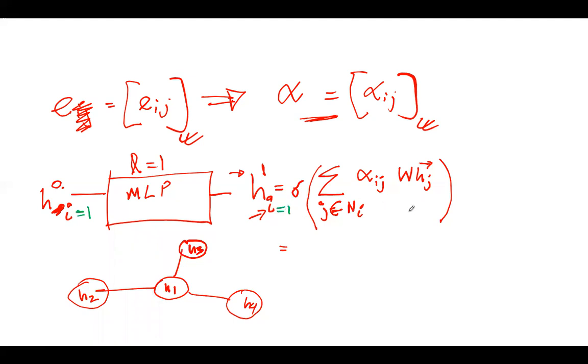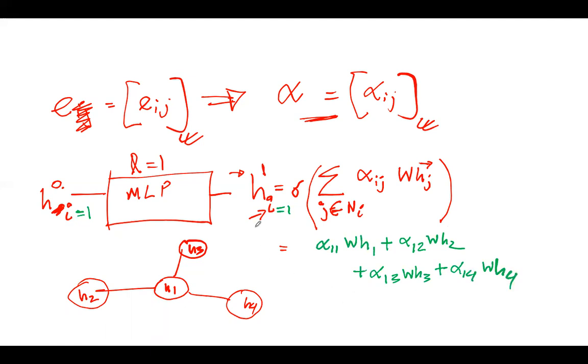So if you expand this summation, what I'm going to get is alpha 1 1 W h1, right? Because I'm considering 1 within the neighborhood of 1. That means node i also belongs to the neighborhood of node i. Plus alpha 1 2 W h2, alpha 1 3 W h3, alpha 1 4 W h4.